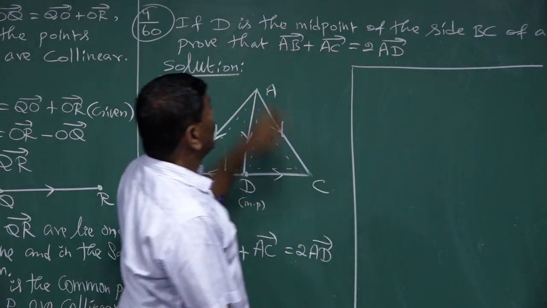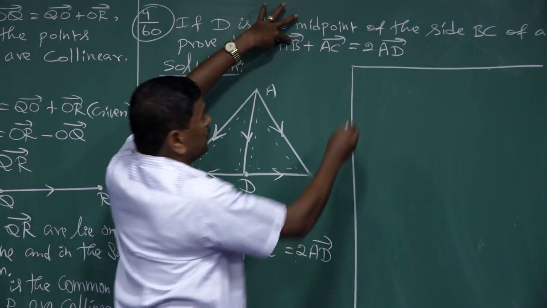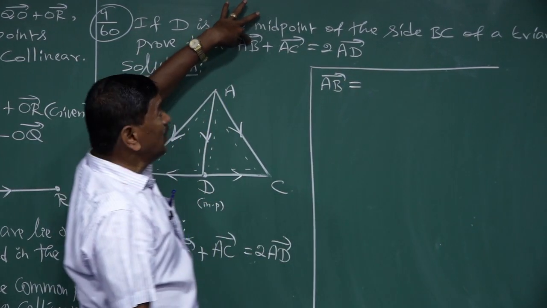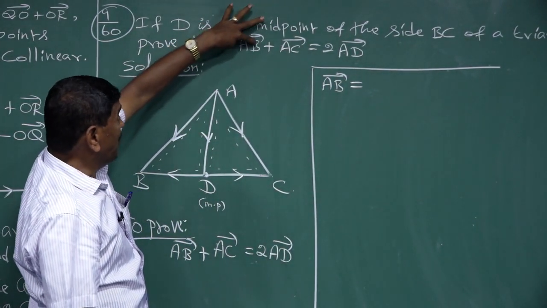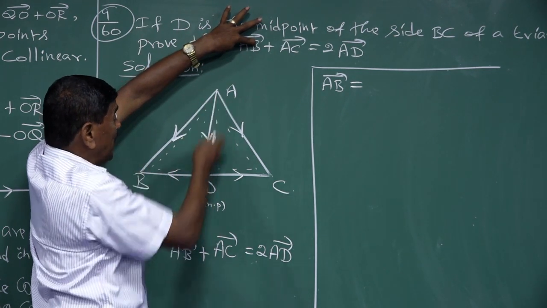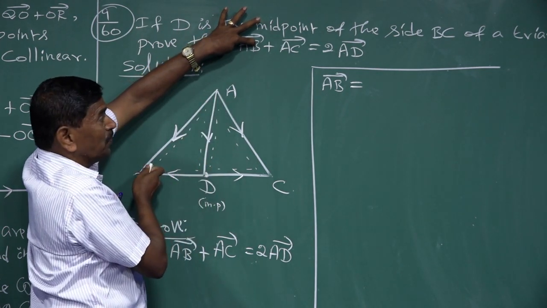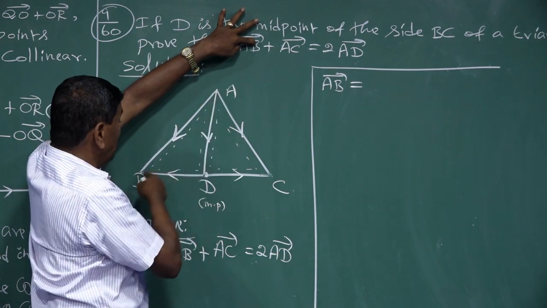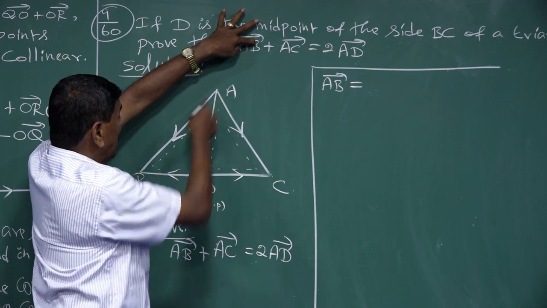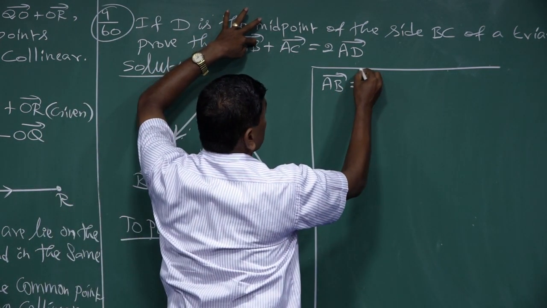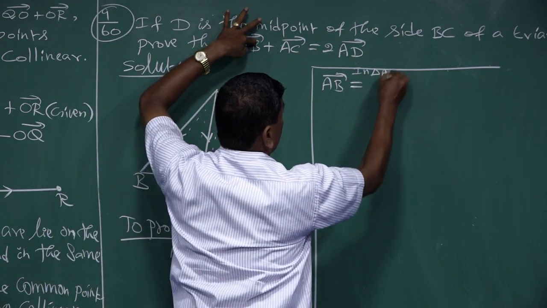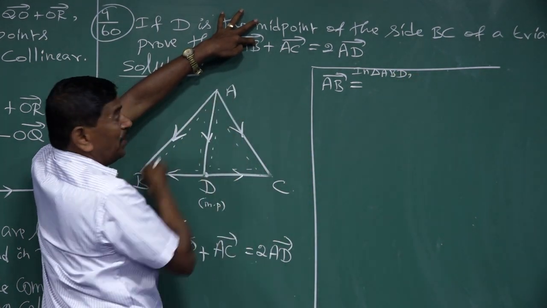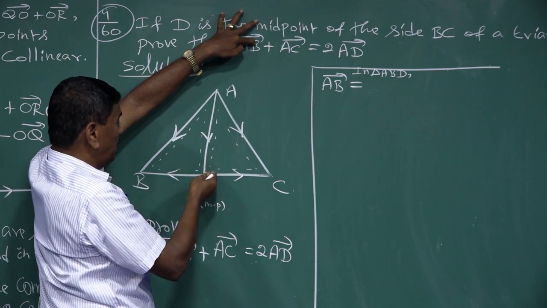Okay. Now come to the first term AB vector. Now listen. AB vector is equal to AD vector plus DB vector. And in which triangle do you want to consider? In triangle ABD. So in triangle ABD, one can write here, AB vector is equal to AD vector plus DB vector.